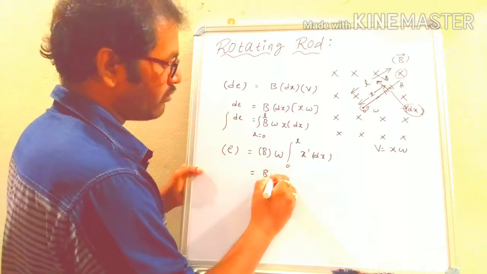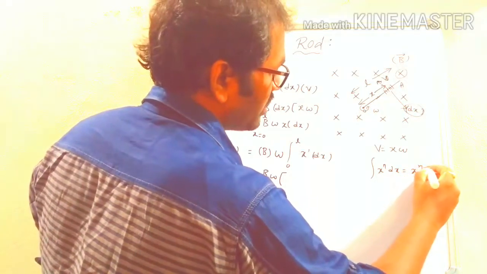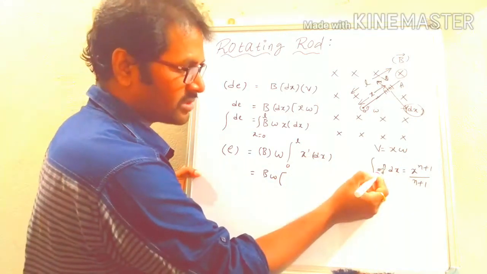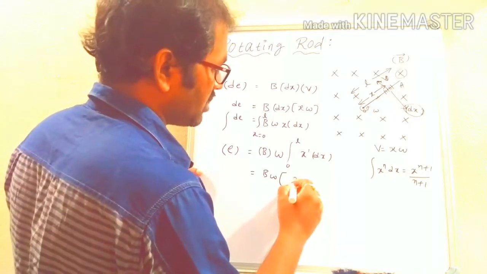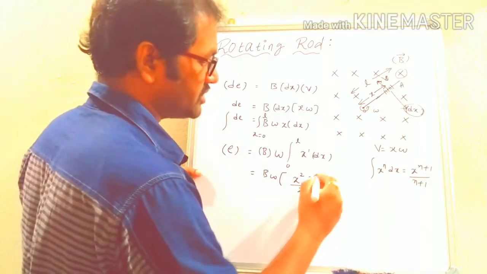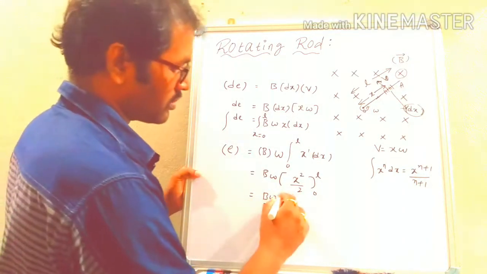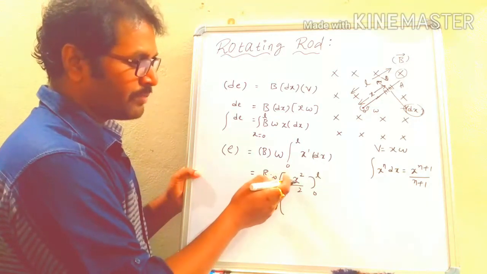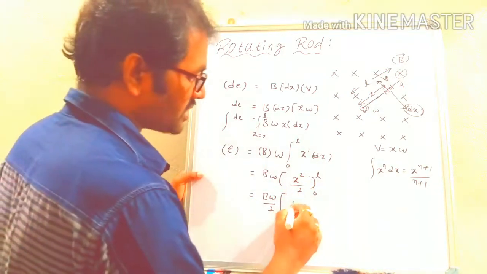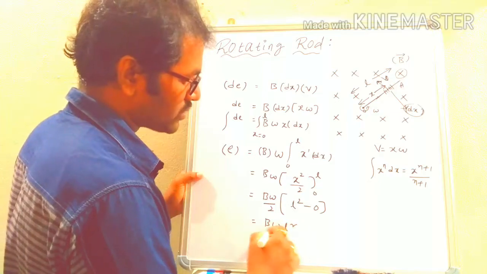We can write B omega into what I told: the integral of x power n dx is equal to x power n plus 1 divided by n plus 1. So here 1 is there in place of n. There you will get this expression x to the power of 1 plus 1, which is 2, divided by 2, between the limits 0 to L, which is equal to B omega divided by 2. And first we need to take in place of x, L, minus the lower limit, upper limit minus lower limit. There it comes as L square minus 0, which is equal to B omega L square divided by 2.